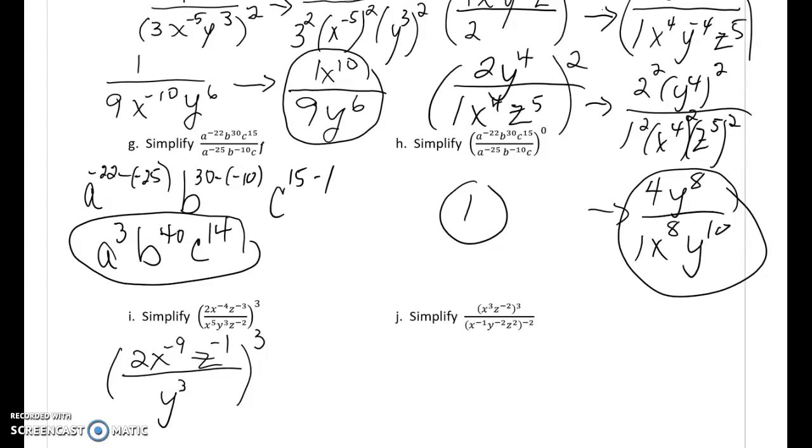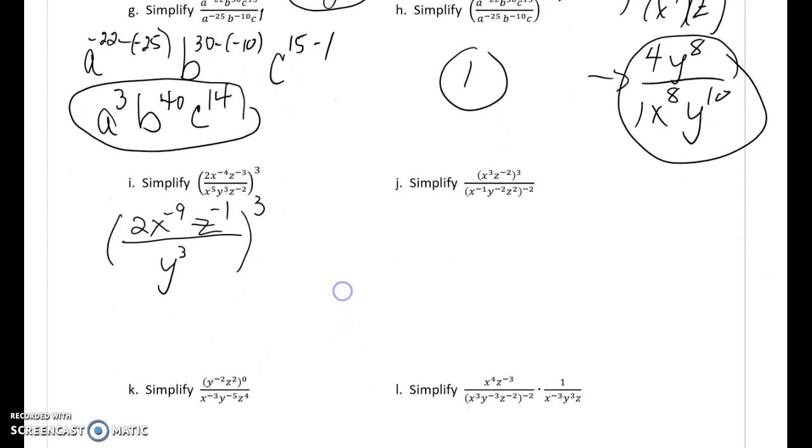For part H, we talked about how if you have a zero exponent, whatever that zero exponent is attached to in terms of a base, that whole thing goes to just 1. And that's what happened with H. Because there's a zero exponent attached to all of this stuff right here, no need to do anything else other than write down the number 1.